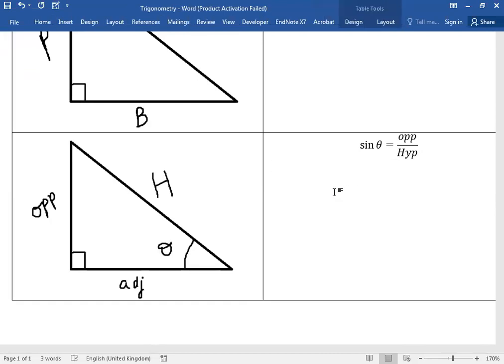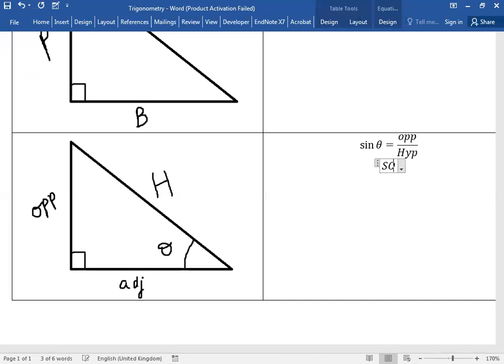Is this clear? Remember, all of these concepts are only limited to right angled triangles. If it is not a right angle triangle, we cannot apply these basic relationships. So sine theta is opposite upon hypotenuse. Theta is the angle that we plug in, and the value that we get is the ratio of two sides of a right angled triangle. Okay, let's call this one SOH.